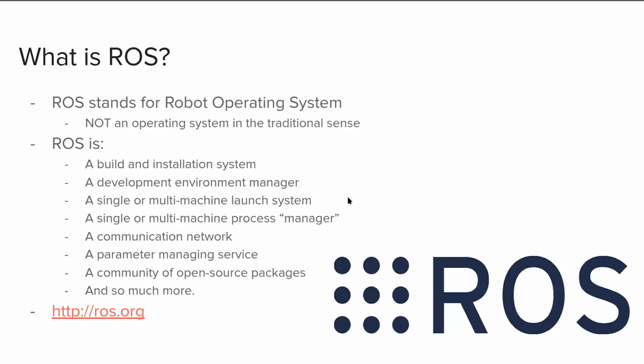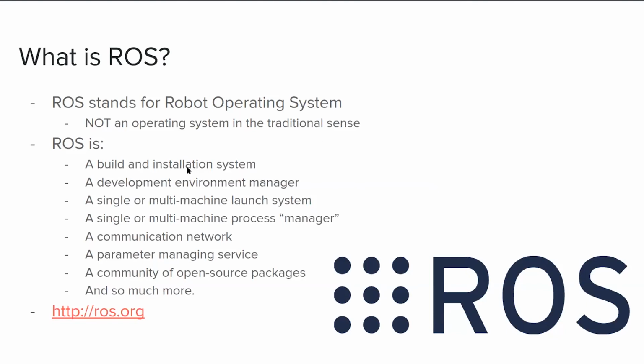So let's begin. What is ROS? ROS stands for Robot Operating System. It is not an operating system in the traditional sense, meaning it is not the thing that all your programs and your computer run in, but it's more or less a system of tools that help you build robots.